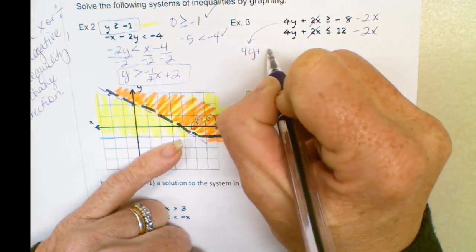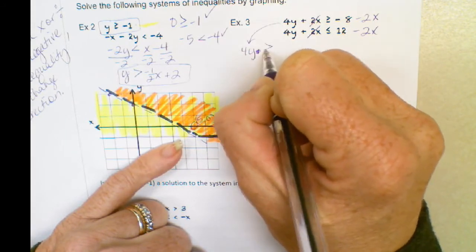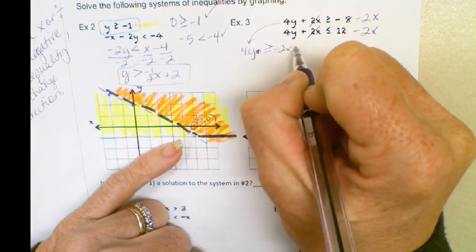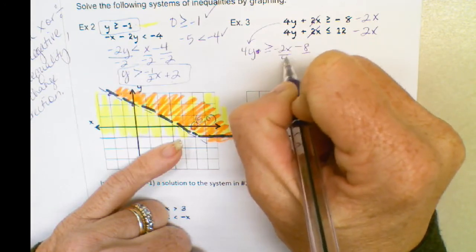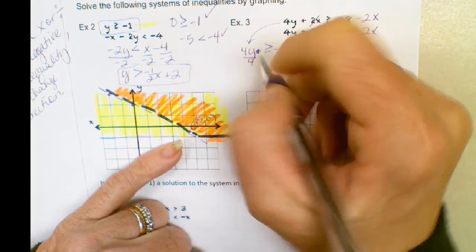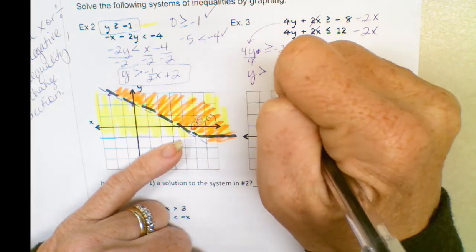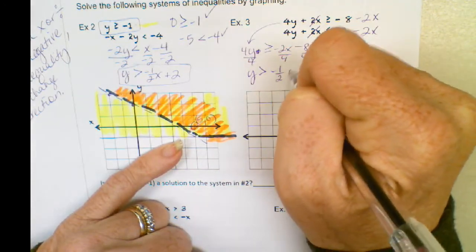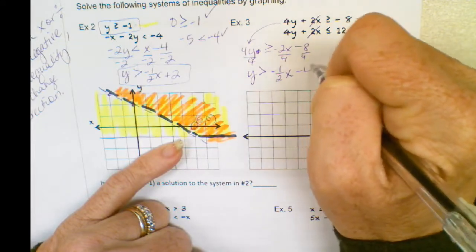4y, excuse me, I already moved it, is greater than or equal to negative 2x minus 8. I need to divide everything by 4. So I get y is greater than negative 1/2 x minus 4.